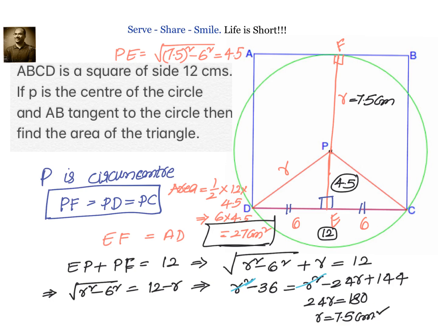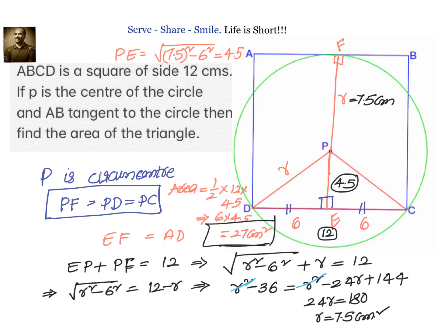Let's have a recap of this problem. We have been given that ABCD is a square and P is the center of a circle passing through C and D and tangent to AB. By saying tangent, we know these two angles are 90 degrees. By understanding that P is the circumcenter, we know that PE is perpendicular to CD and PE divides CD into two equal parts. Now we can see that ADEF is a rectangle.